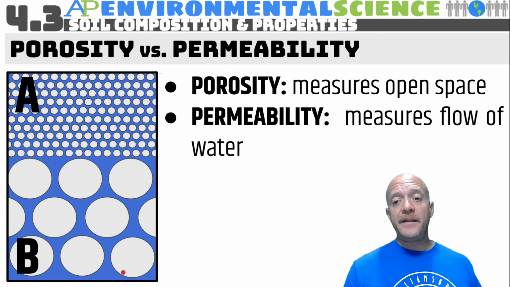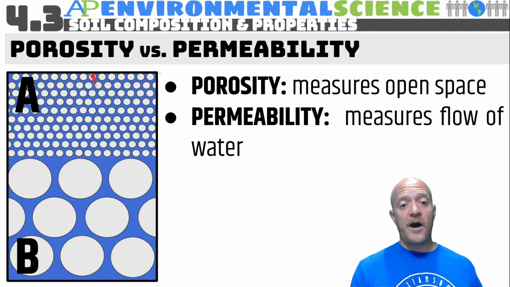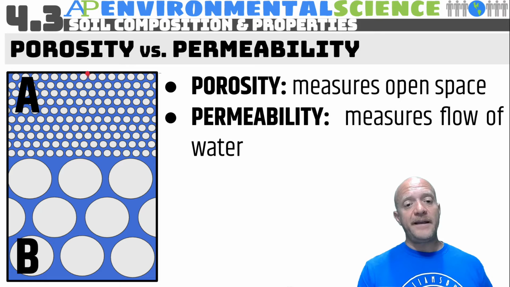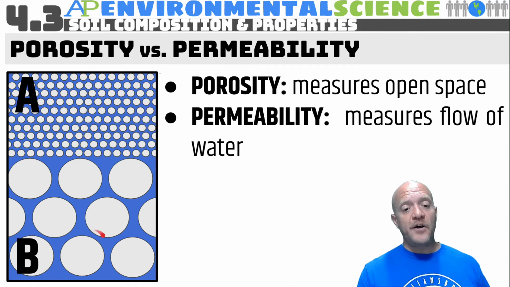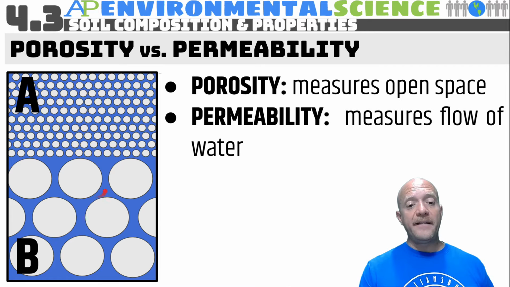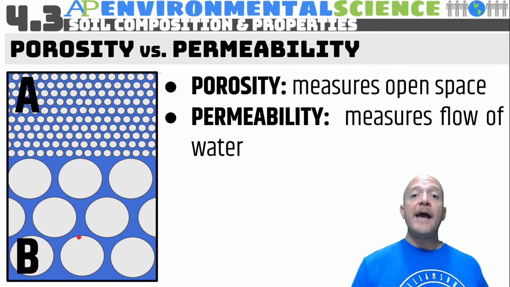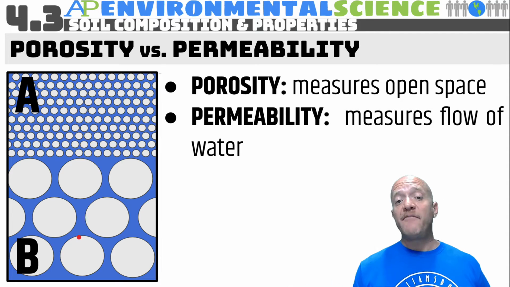Now permeability measures the flow of the water. So sample A would not flow as readily because the water would keep bumping into these particles. So water is going to flow more readily in sample B. Sample B would have higher porosity, and because of that porosity, will have better permeability.